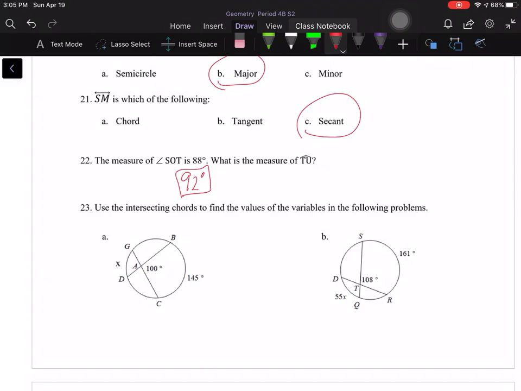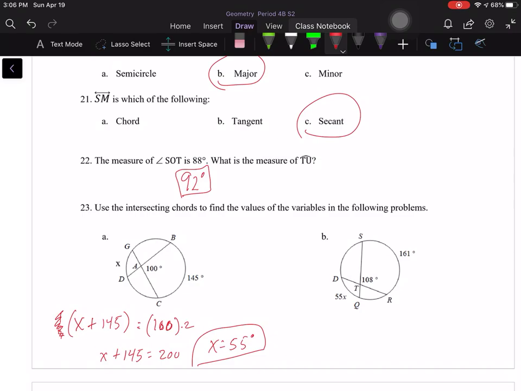23, use the intersecting chords to find the values of the variables in the following problem. So now we have, again, similar questions. So I want to find the value of x. A is just the angle that's in the middle there. So I know that the x plus 145, if I take half of that, that has to equal my angle on the inside. So again, just like last time, I don't like taking half, so I'm going to double it instead. So x plus 145 has to equal 200, so x equals 55 degrees. So that arc measure is 55 degrees.